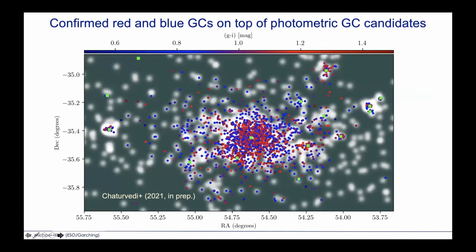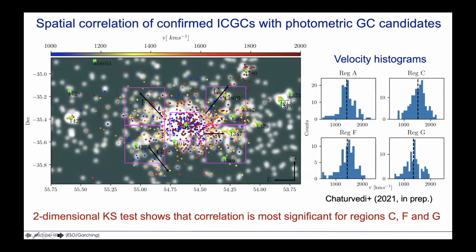Okay, and if you look again at the color, now they are color coded, and on top of the photometrically selected globular clusters, which is this white-gray distribution, you see by eye already that the red ones are more concentrated, and that mostly the blue ones are following these substructures, right? And then we made an analysis of how they really spatially correlate, the confirmed intracluster globular clusters, so the ones with radial velocities, and what their velocity distributions are in these different regions of substructures. And it showed that this is really significant substructuring.